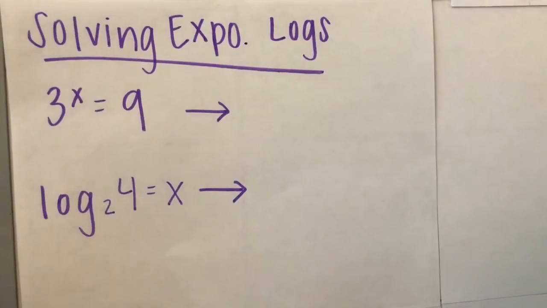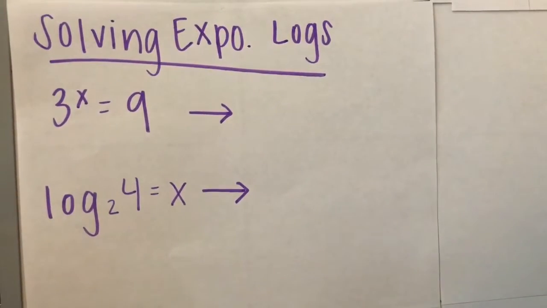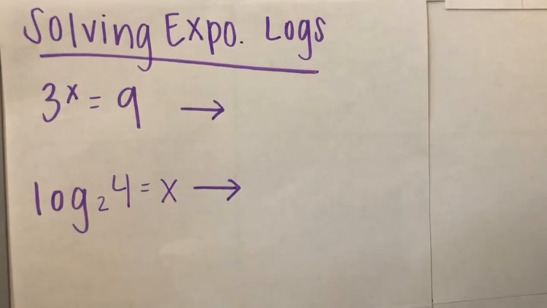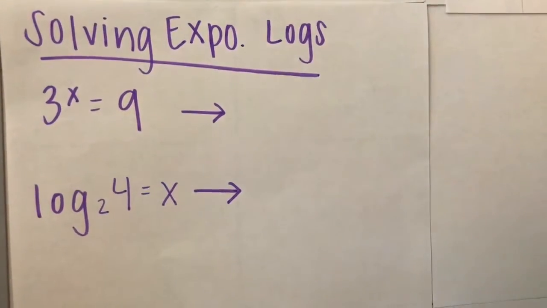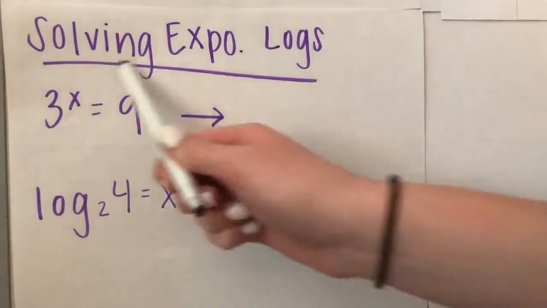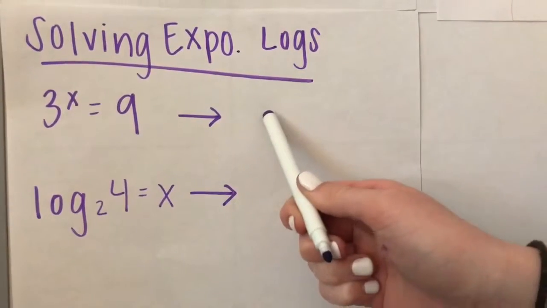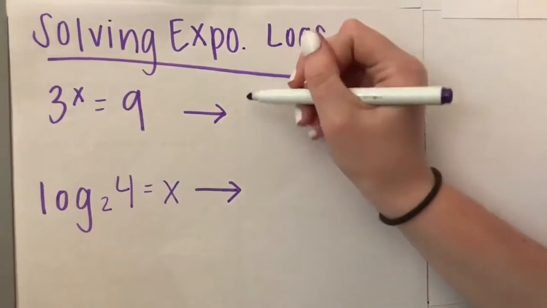Solving exponential logs. Another part of Unit 5 is solving for exponential logs. So the first thing we're going to talk about is how to take a problem that you're given in exponential form and change it to log form. So the first step is to write log.